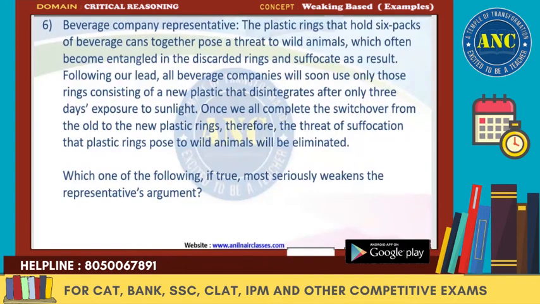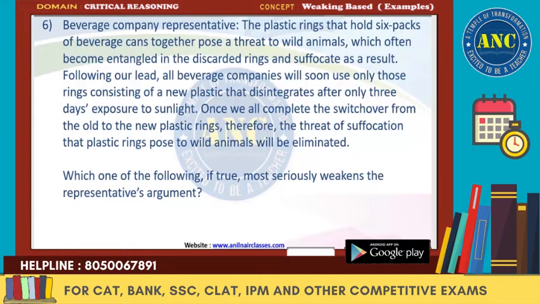Beverage company representative: The plastic ring that holds 6-packs of beverage cans together poses a threat to wild animals, which often become entangled in the discarded rings and suffocate as a result. Following our lead, all beverage companies will soon use only those rings consisting of a new plastic that disintegrates after only 3 days of exposure to sunlight. Once we all complete the switchover from the old to the new plastic rings, therefore, the threat of suffocation that plastic rings pose to wild animals will be eliminated. Which of the following, if true, most seriously weakens the representative's argument?